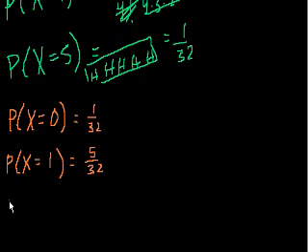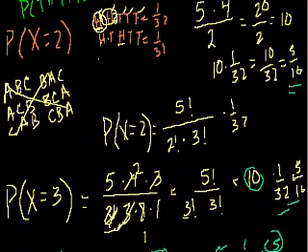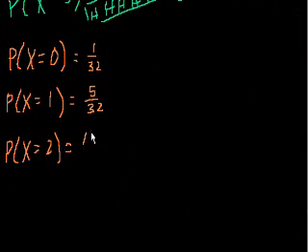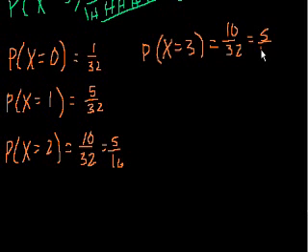The probability of getting 2 heads, the probability that our random variable is equal to 2, what was that? I think it was 10 over 32. Yeah, it was 10 over 32, which is equal to 5 over 16. The probability that we get 3 heads was actually the same thing, 10 over 32, or 5 over 16. And that made sense because the probability of getting 3 heads is the same thing as the probability of getting 2 tails.